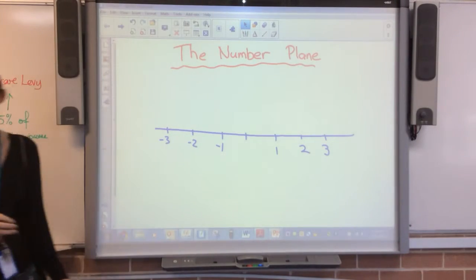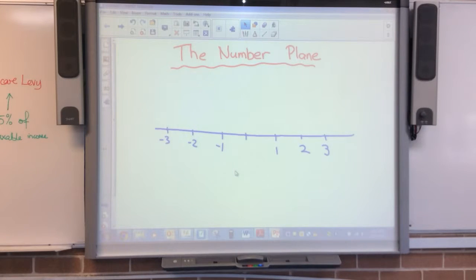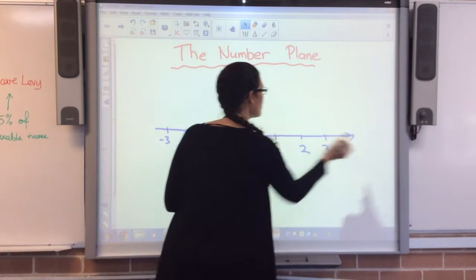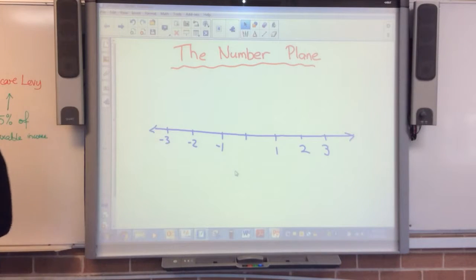So I want you to write that in your book. Don't put the 0 on for now. So write it in approximately the middle of your page. Don't do towards the top. Write that in your book. Okay? Now the number plane goes forever in both directions. So we put arrows on the end to say that it keeps going.